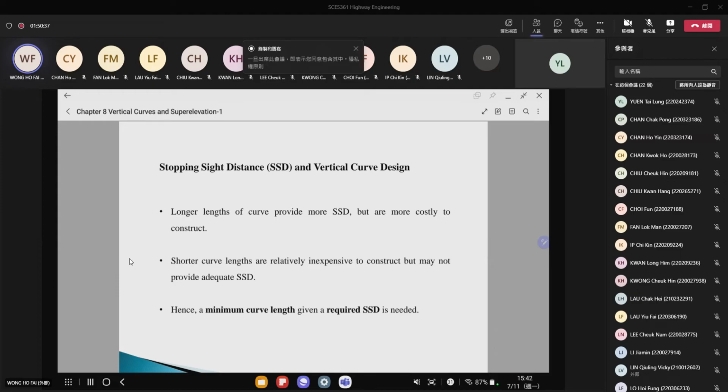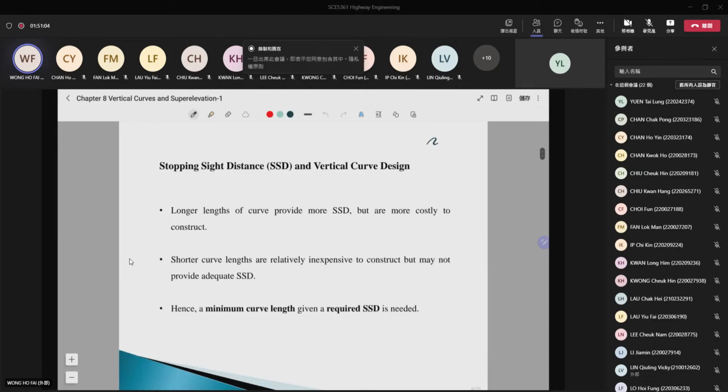For this one, we have already calculated for the horizontal curve. As I mentioned, S is the horizontal curve distance, which should be equal to the SSD, so that the curve length is equal to the SSD. But right now, we will talk about the vertical curve. The horizontal curve is where you have some obstacle here, and then you will turn around this one. So this one is the horizontal curve.